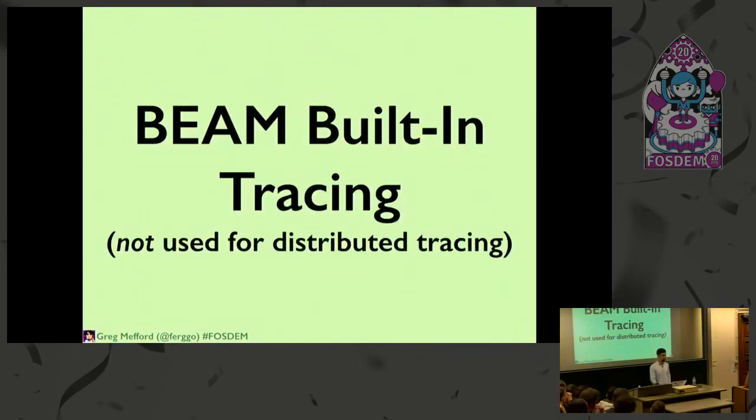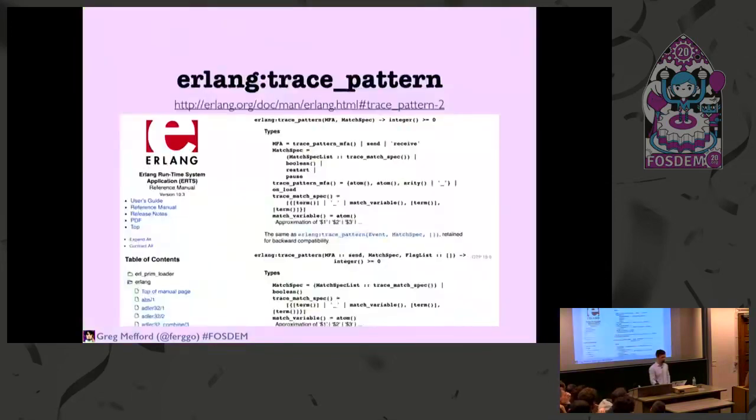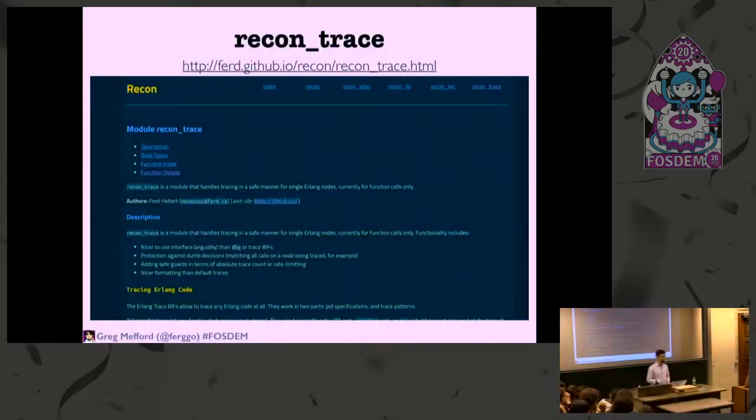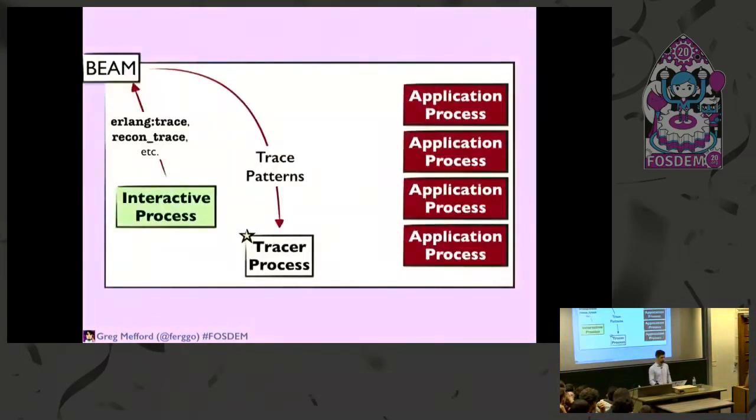So I want to talk really briefly about some built-in BEAM tracing functionality. I want to note that this is not used for distributed tracing, and I'll talk about why in a second. This is Erlang's trace pattern functionality. And then there's also a library called Recon Trace that's really useful for interacting with that in a more ergonomic way.